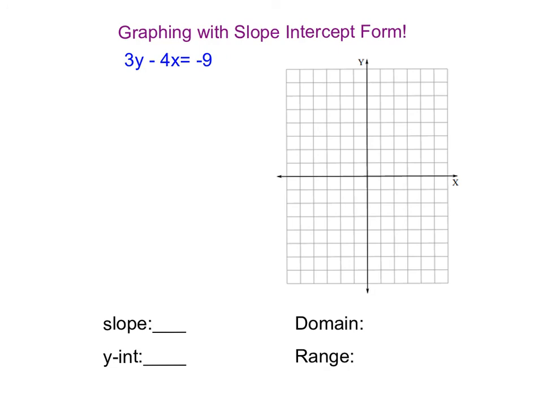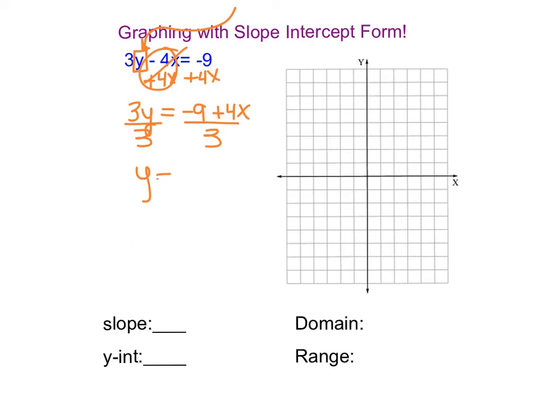So again, I notice that this isn't written in slope-intercept form. So I know I need to rewrite the equation so that the y value is by itself. So I start by adding 4x to each side. So those will cancel out. So I'm left with 3y is equal to -9 plus 4x. Then I'm going to divide both sides by 3. So I end up with y is equal to -3 plus, this is just a fraction of 4/3 x.